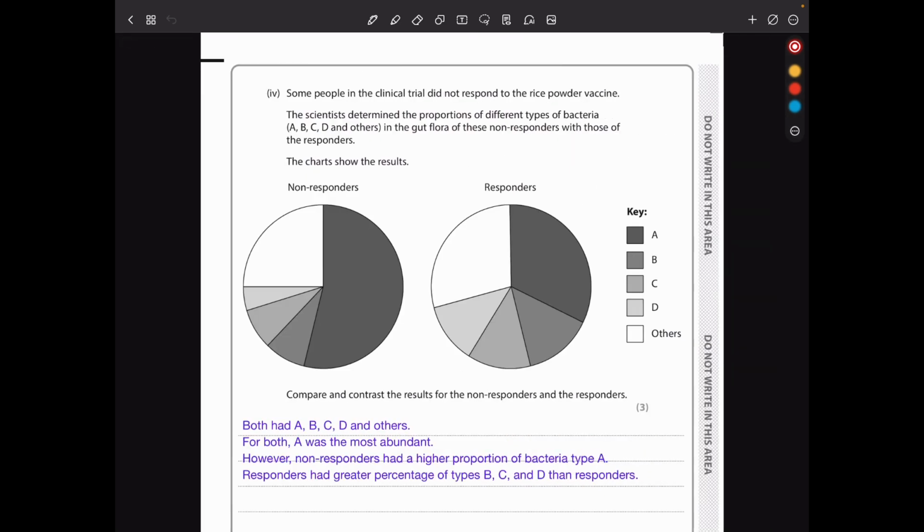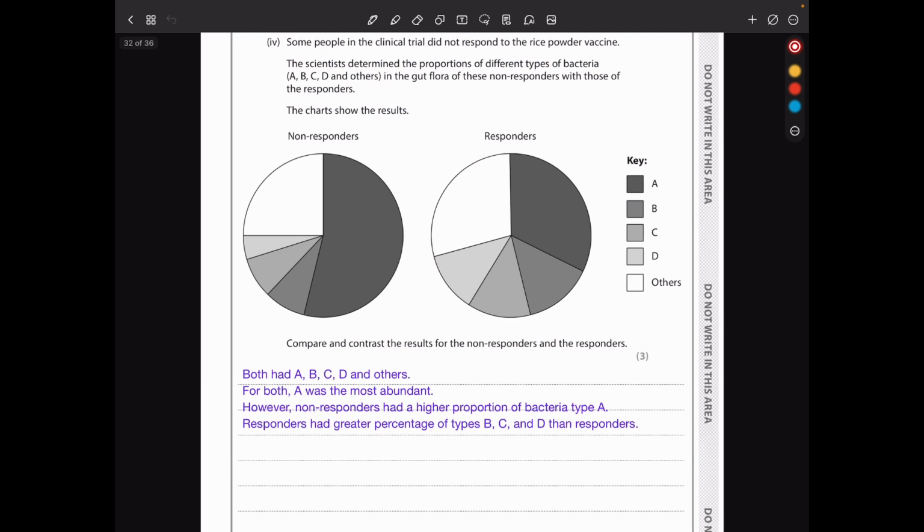Then here they say some people in the clinical trial did not respond to the rice powder vaccine. The scientists determined the proportion of different types of bacteria, A, B, C, D, and others, in the gut flora of these non-responders with those of responders, and the charts show the results.